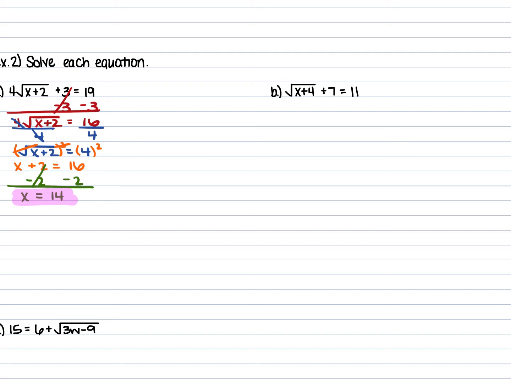For example B, we're given the square root of x plus 4 plus 7 is equal to 11. First thing we're going to do here is subtract that 7 from each side. Those 7's cancel out. We have the square root of x plus 4 is equal to 4. Raise each side to the second power to cancel out that radical. We have x plus 4 is equal to 16. From here, subtract your 4 from each side to get x by itself, and we have that x is equal to 12.